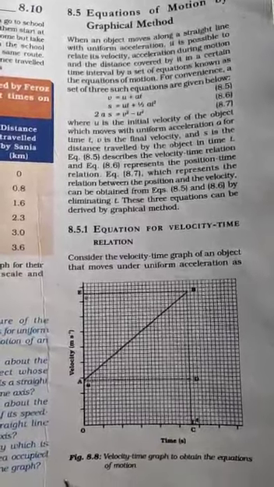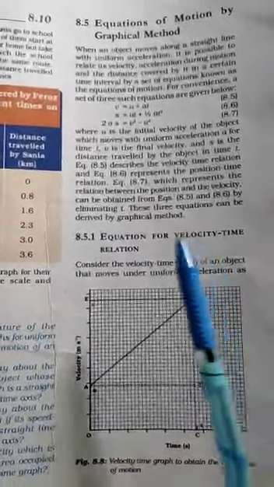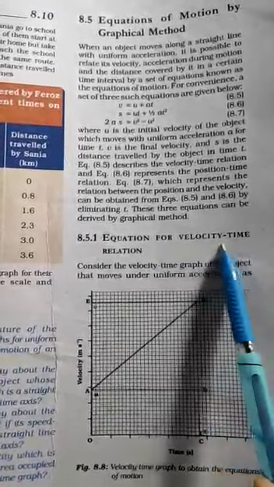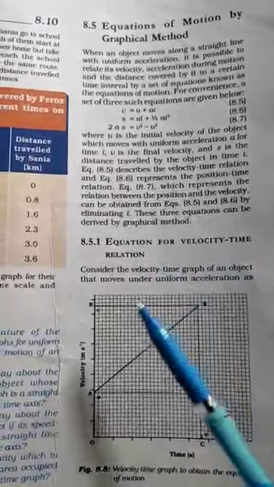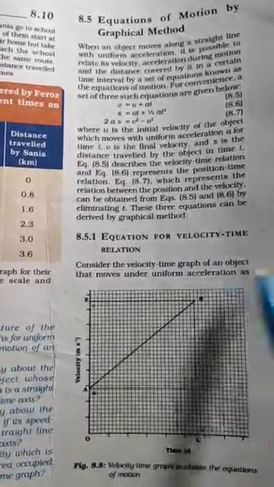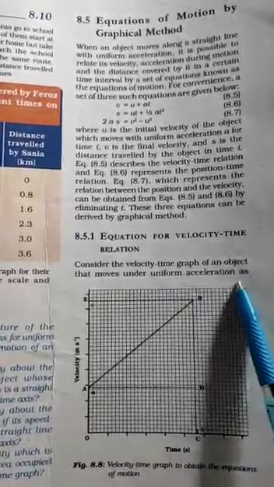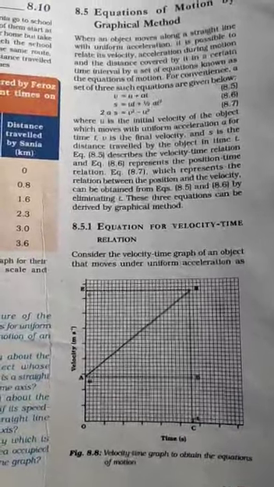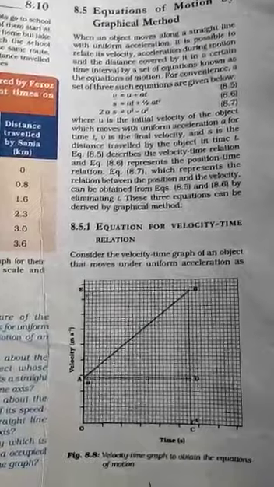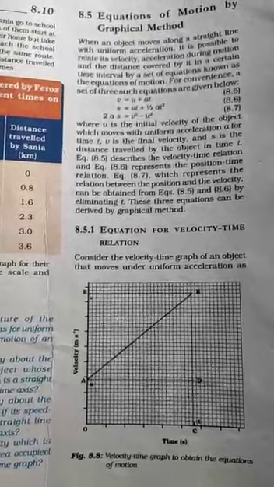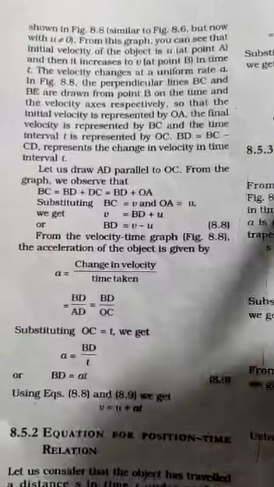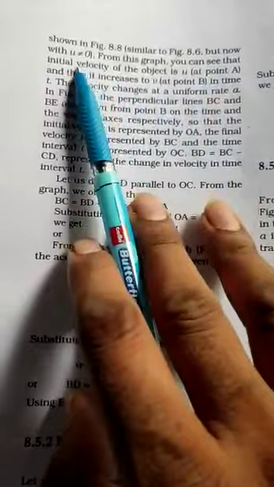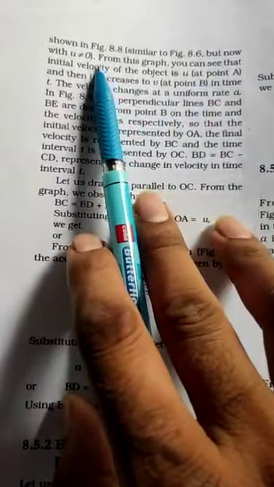So students, 8.5.1, equations for velocity time relation. Consider the velocity time graph of an object that moves under uniform acceleration. So this is a graph, students. This graph is a velocity time graph to obtain the equations of motion, shown in figure 8.8, similar to figure 8.6, but now with u not equal to 0.